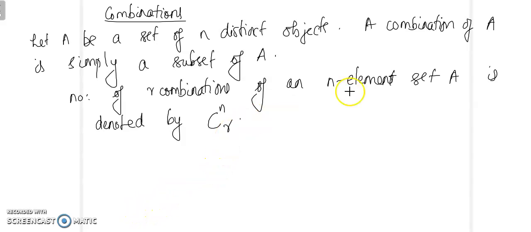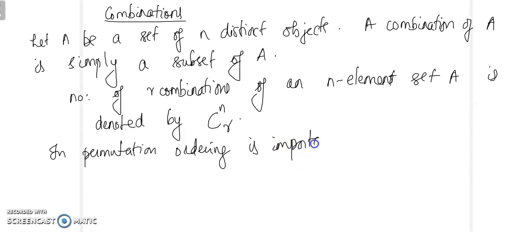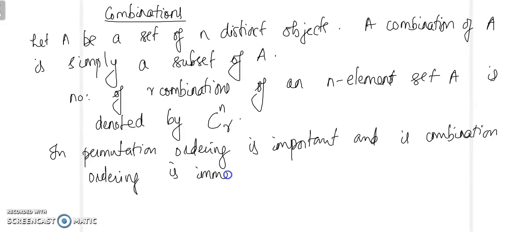C(n, R). So in permutation, ordering is important. And in combination, the ordering is immaterial. So the ordering is not given any importance, as it is like forming subsets. Now let us look at how we get the combination.